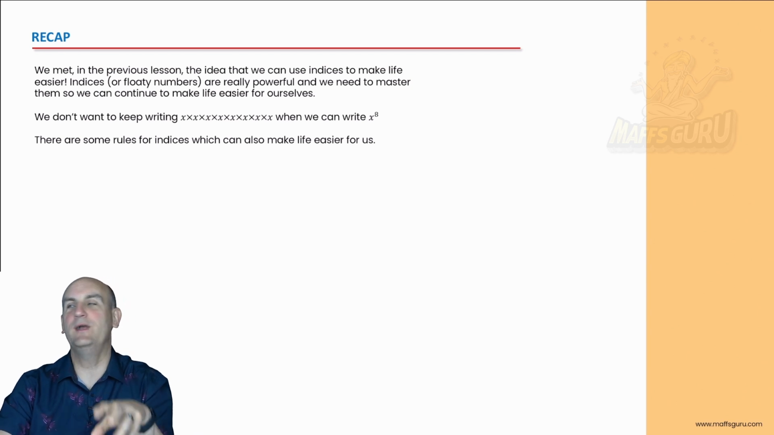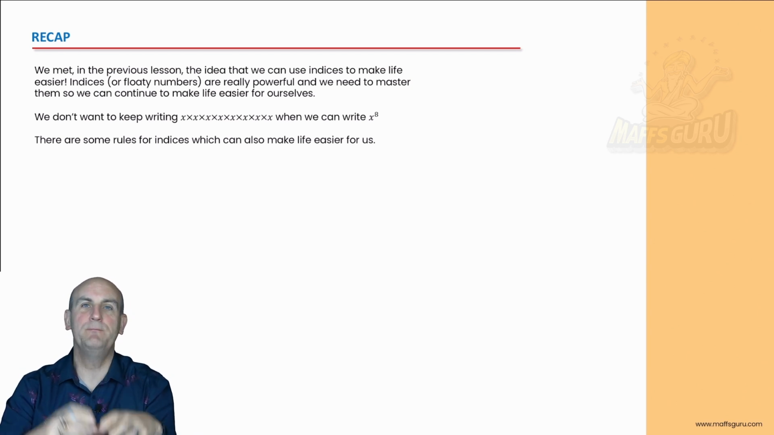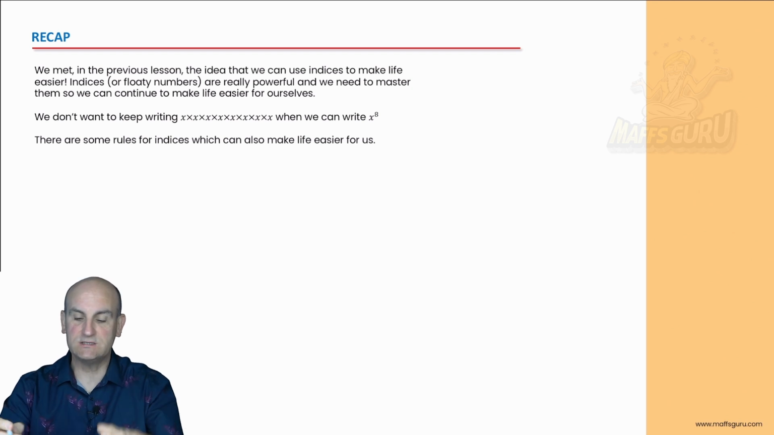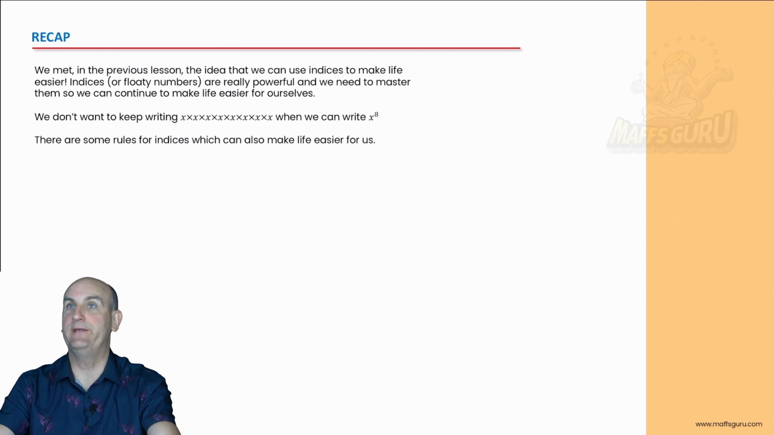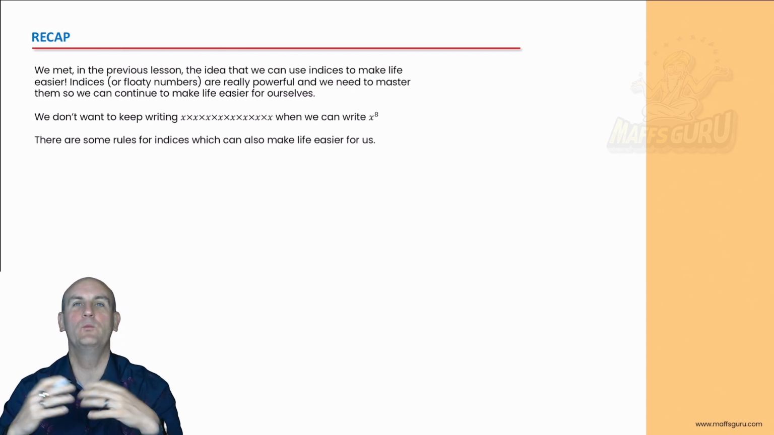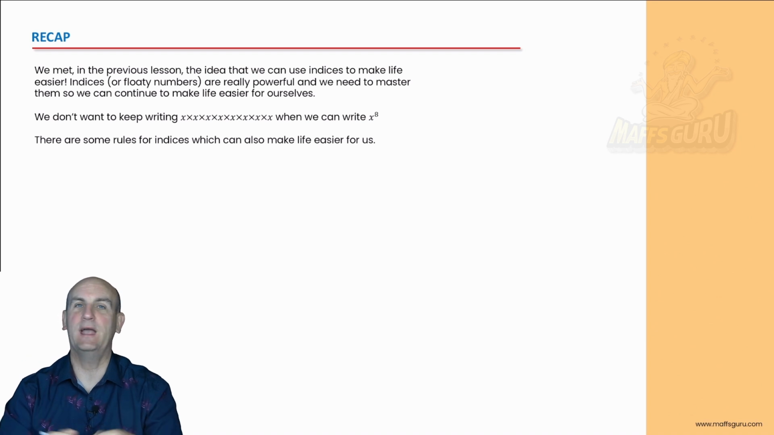So with this video, what are we going to do? We are going to build on the work we had before. We said that we can write all these long strings, x times x times x times x times x times x times x, in an easier way. And that's by using power notation or index notation or exponent form, depending on which area of the world you live in. I call them floaty numbers because they're numbers what float.